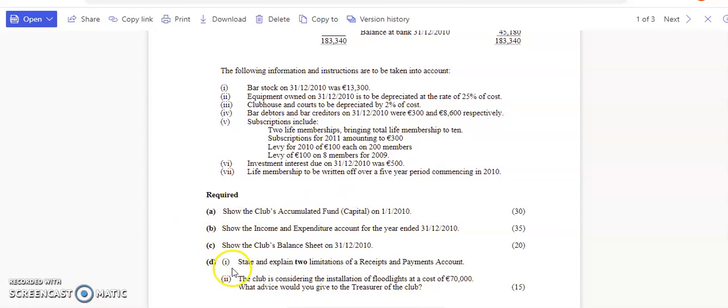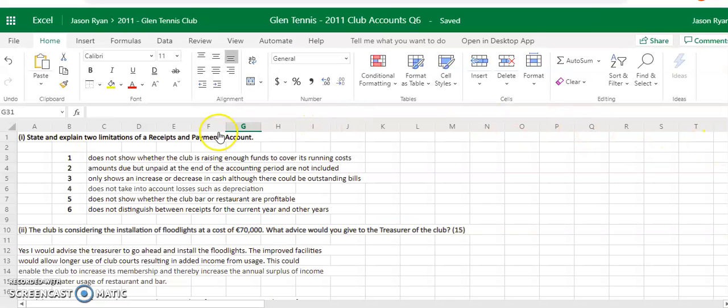Okay, so let's have a look at the last part then. Part D is usually a bit of theory. It says state and explain two limitations of the receipts and payments account. And the club is considering the installation of floodlights at a cost of 70,000. What advice would you give the treasurer of the club? So let's have a look and see, first of all, the limitations.